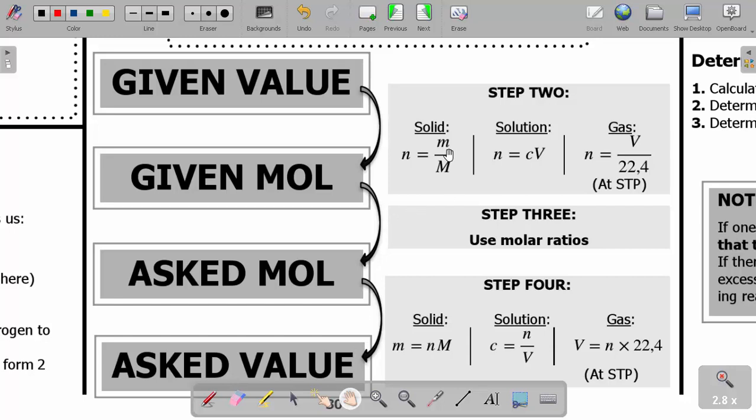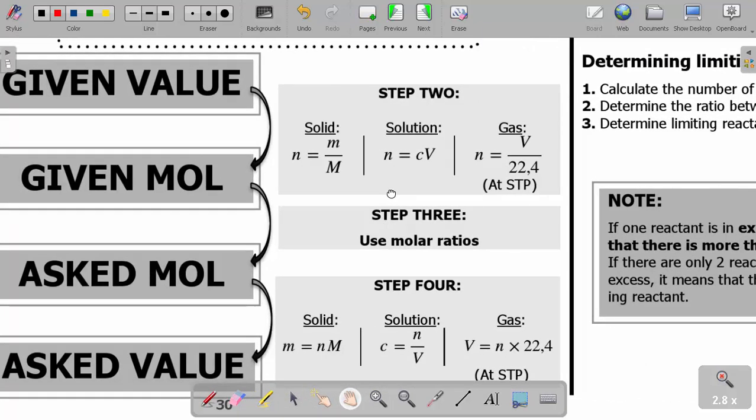For example, note something, guys: after my equation is balanced, I have to find the number of moles, which I can get by using moles equals mass over molar mass, or moles equals C times V. What is C? Concentration. V is the volume in decimeters cubed. Or I can use n equals V over V molar. We said it's 22.4 at STP. Are we together?